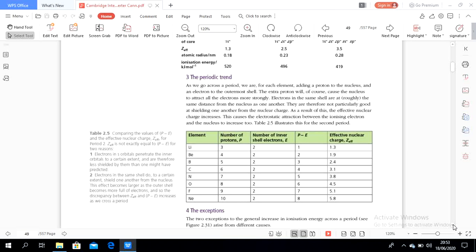More electrons in the shell and more protons in the nucleus. It creates more effective nuclear charge. If the nuclear charge is more, it means it requires more ionization energy. More energy is required to take the electron away.